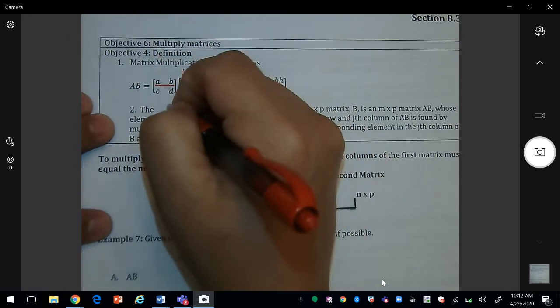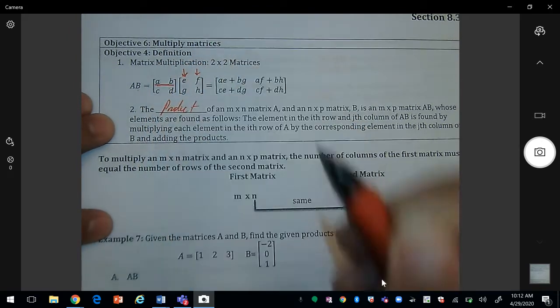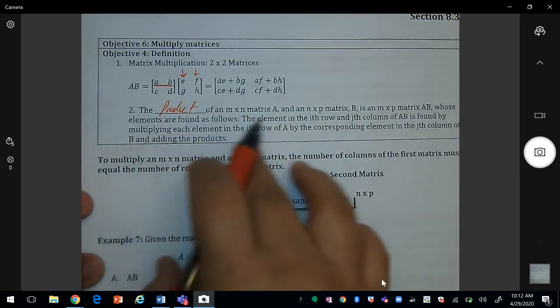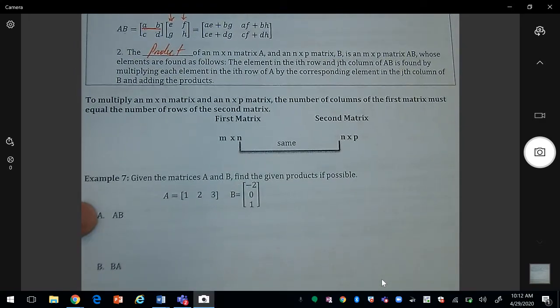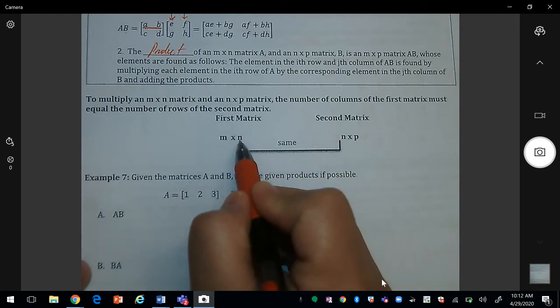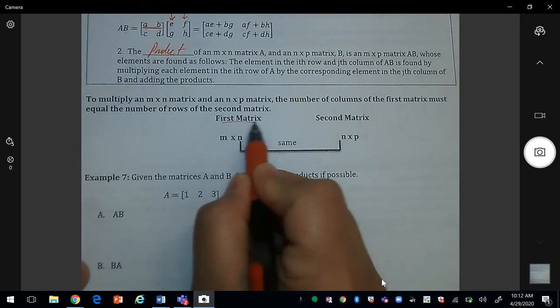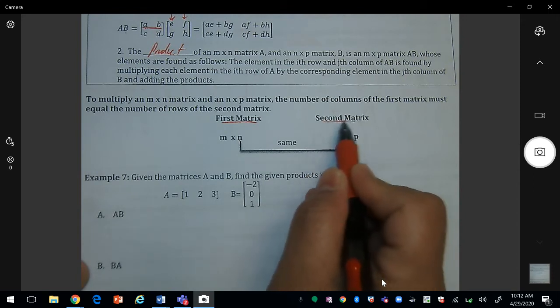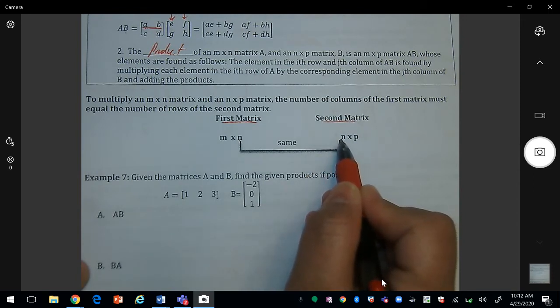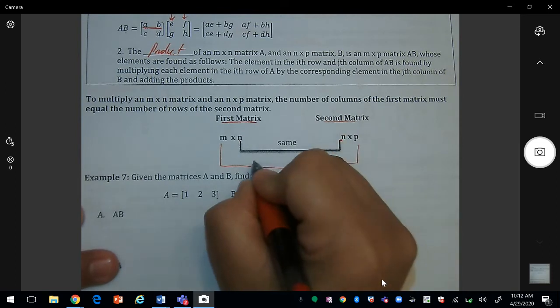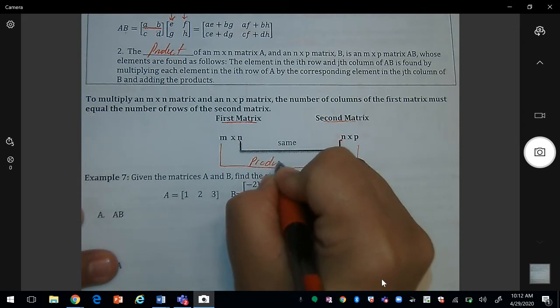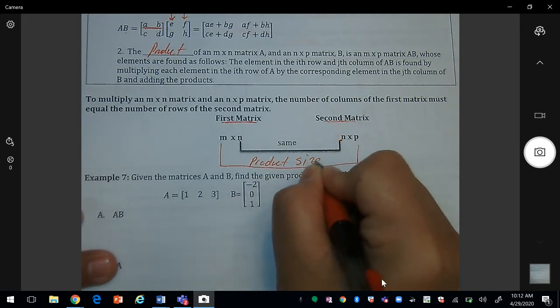The product of an n by n matrix, basically that's what I was explaining here. In order to multiply matrices, this is important: the number of columns in the first matrix has to be the same as the number of rows in the second matrix. The outside numbers are going to be your product size of the new matrix.